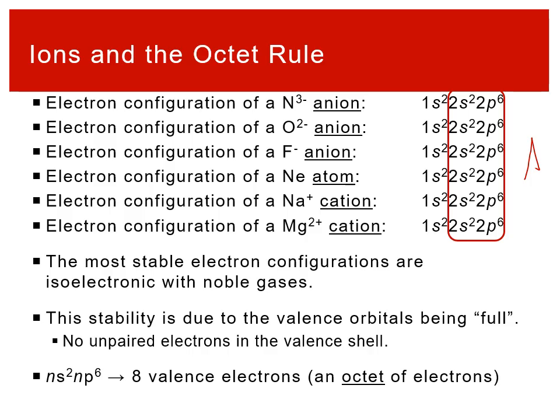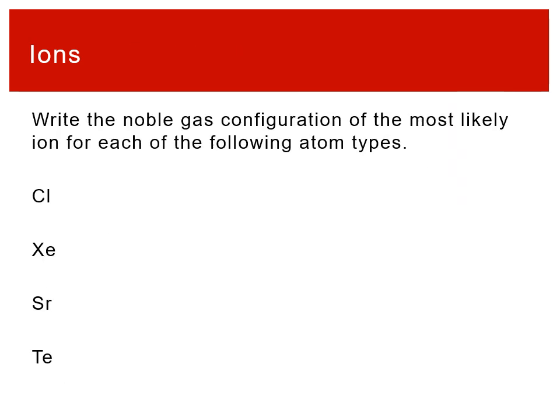So the octet is what we usually call that. Eight valence electrons just corresponds to having a full valence. That's what's stable. All right, so let's look at some examples of coming up with noble gas configurations of ions that are likely for each of these atoms to form.